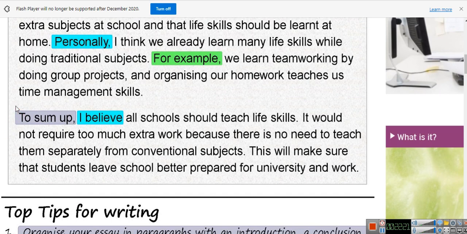And finally, we have our final paragraph. To sum up, I believe all schools should teach life skills. It will not require too much extra work because there is no need to teach them separately from conventional subjects. This will make sure that students leave school better prepared for university and work. Notice how this final paragraph is just a summary, and how he's telling us that is with this phrase. He's saying "to sum up." You can also say "finally," "lastly," or "in summary." That's going to show us that you're ending your text.